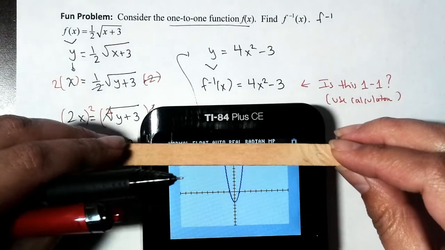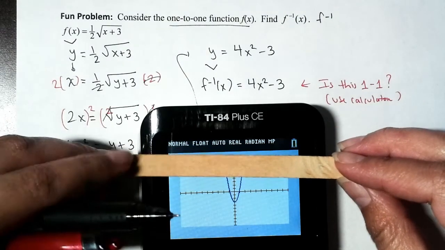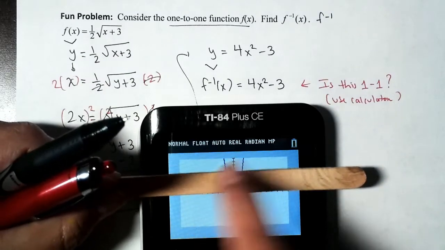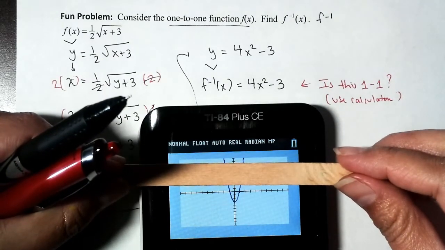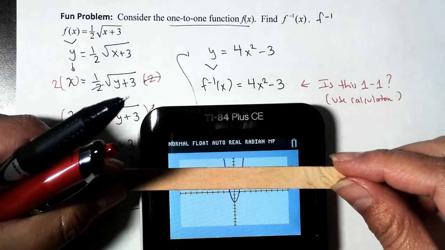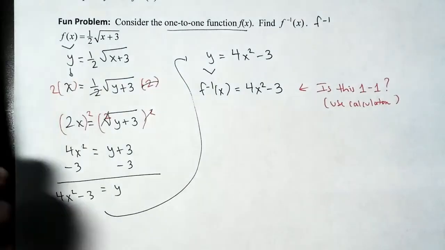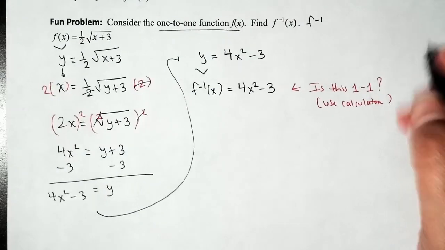So let's go ahead and do that in slow motion. I do it from top to bottom, or however you're reading it. I'm reading it from this top part. So I'm sliding my horizontal line, and it looks like this graph does not pass the horizontal line test. So it is not one-to-one. Let me go ahead and sketch that for us.